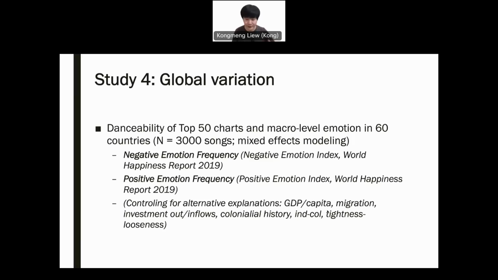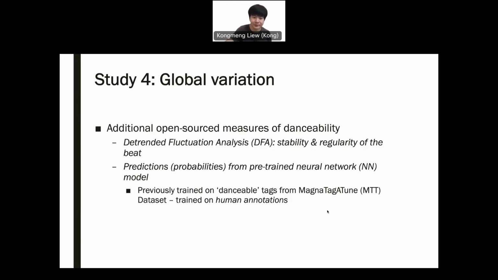the participants of this World Happiness Survey: in the day before coming to take the survey, did you experience this bunch of negative emotions, or did you experience this bunch of positive emotions? And we also controlled for alternative explanations. We controlled for GDP, migration, investment, colonial history, Hofstede scores, and tightness-looseness.